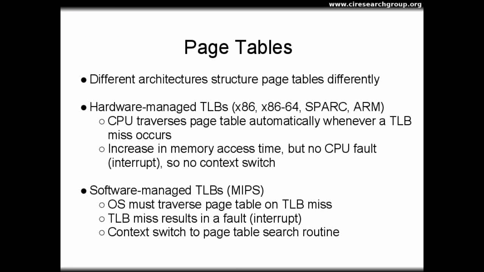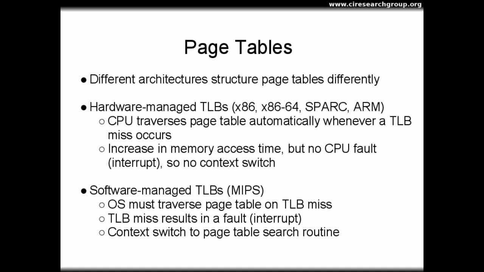Recall from the previous lecture that the page table stores mappings between page numbers and frame numbers. Whenever a TLB miss occurs, the page table must be searched to find the appropriate mapping. CPUs have differing levels of support for managing and searching the page tables automatically. On most modern systems, including x86-64 and ARM CPUs, the page tables are managed and searched by the CPU automatically upon TLB miss. This search increases the memory access time, but no fault or interrupt is generated. As a result, the CPU does not have to perform a context switch.